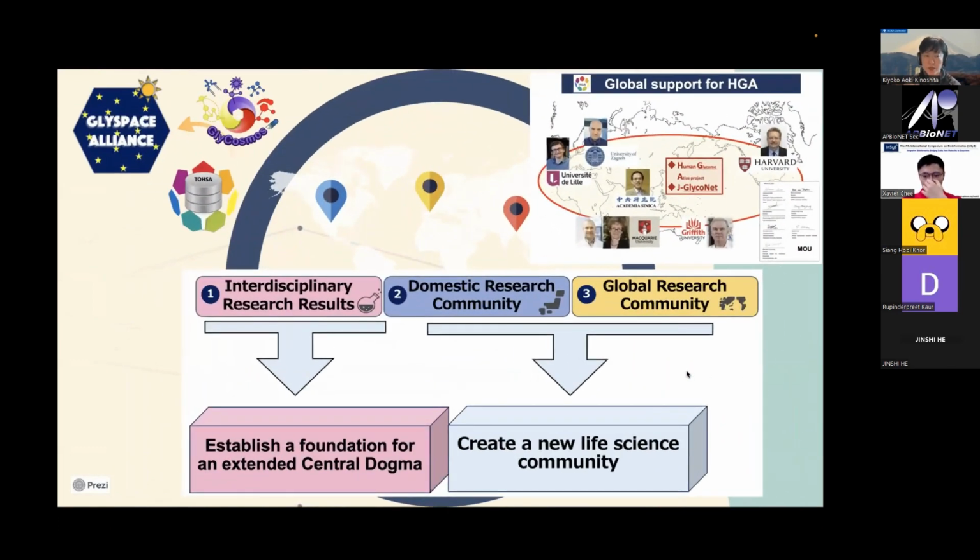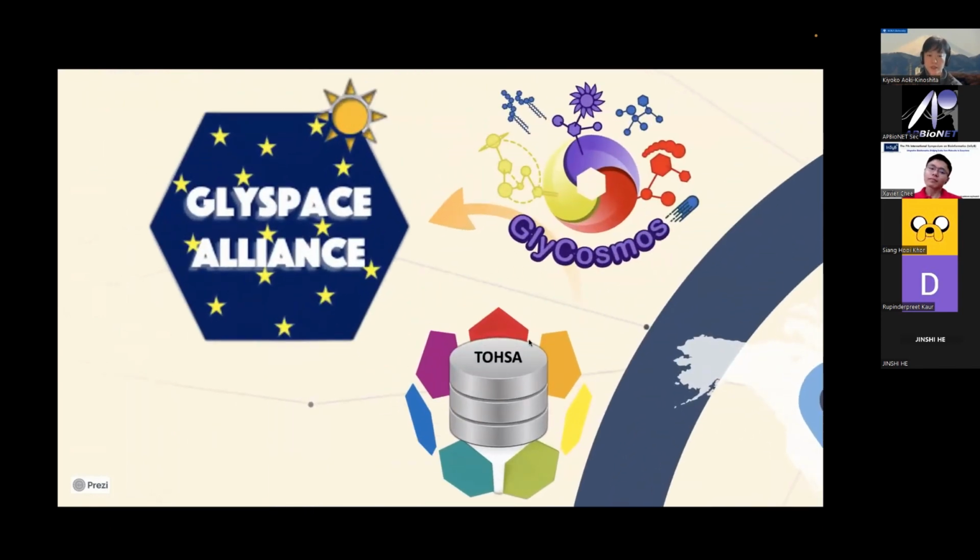So how can everyone be involved? This project, like I said, will be creating this TOSA knowledge base and the open data. So Glycosmos is based on open science. Any data that can be made open will be shared with Glycosmos, which will then eventually be shared with the GlySpace Alliance.